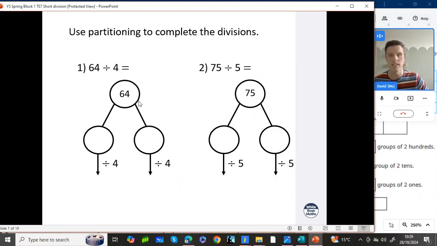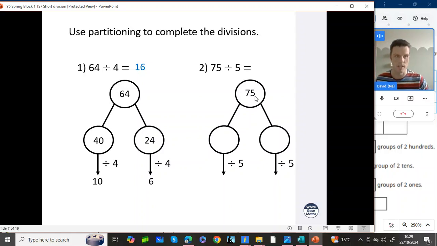Okay, so using that method, let's try and complete these ones. We're going to partition the numbers here into numbers that divide by 4. So we've got 64. Now we know that 40 is a nice easy number to divide by 4, which means what's left is 24. So the answer here is 10 and 6, which we add together to make 16.